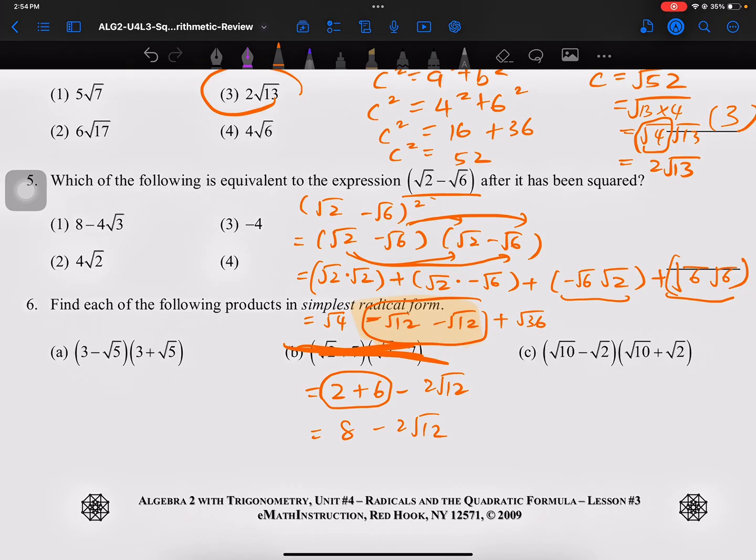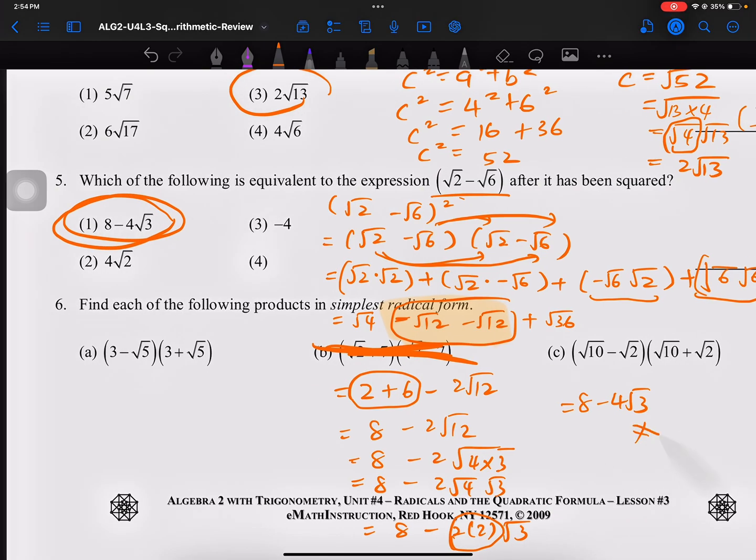Then remember, square root of 12 we can simplify, since 12 has a perfect square factor, which is 4 times 3. So we split it into 2. You will have 8 minus 2 times 2 square root of 3. Then we simplify this, and it becomes 8 minus 4 square root of 3. Then you can see our answer is option 1.